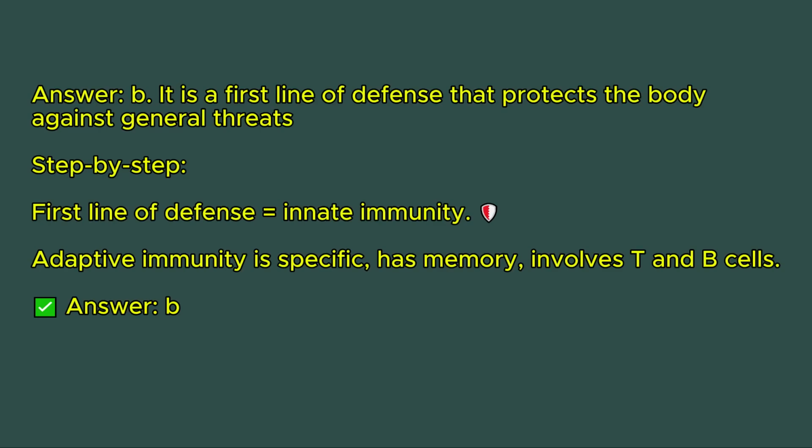Answer: B. It is a first line of defense that protects the body against general threats, step by step. First line of defense equals innate immunity. Adaptive immunity is specific, has memory, and involves T and B cells. Answer: B.